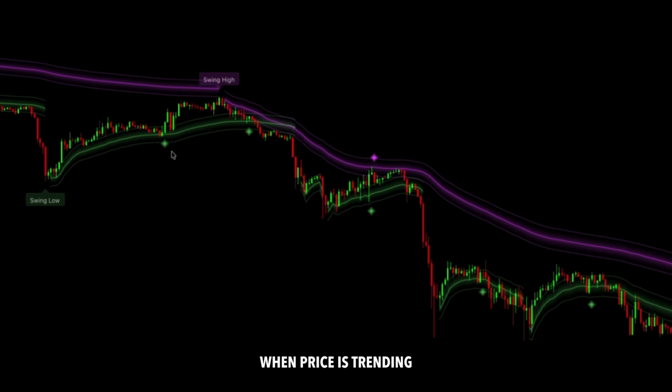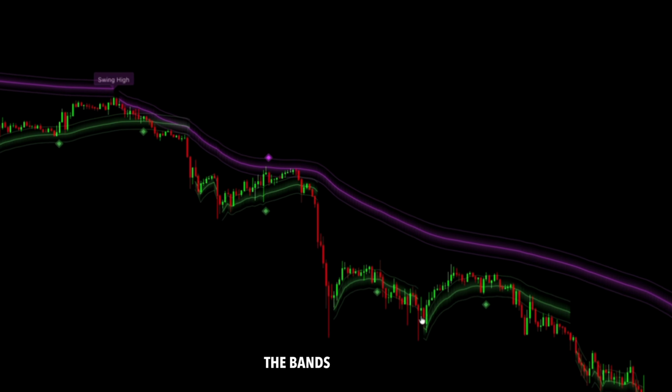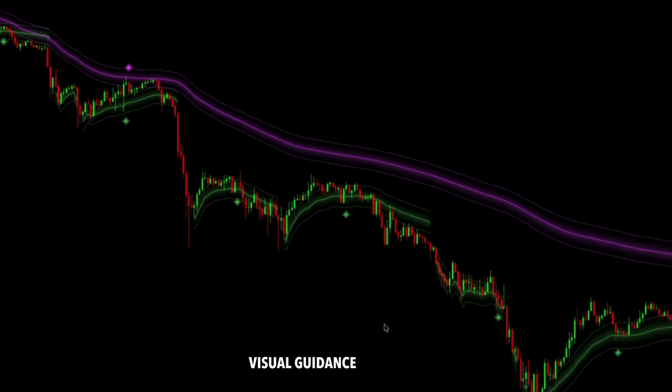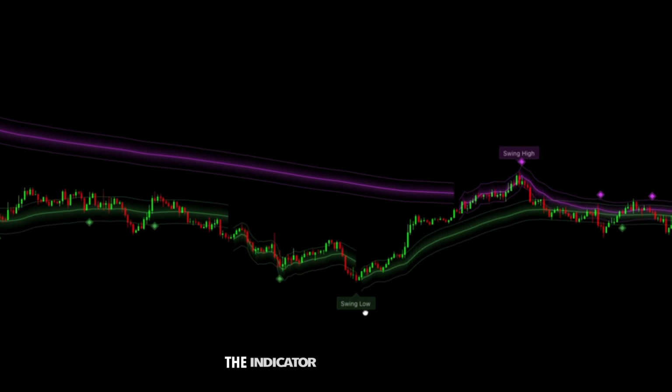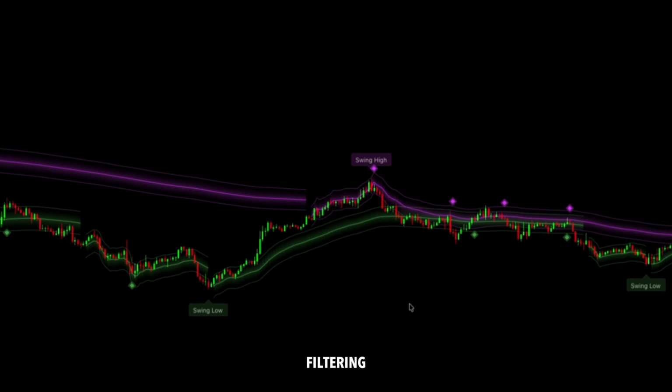When price is trending strongly in one direction, the bands extend and provide clear visual guidance on where the trend is respecting structure. Now, here's a critical feature that prevents false signals. The indicator includes volatility filtering.